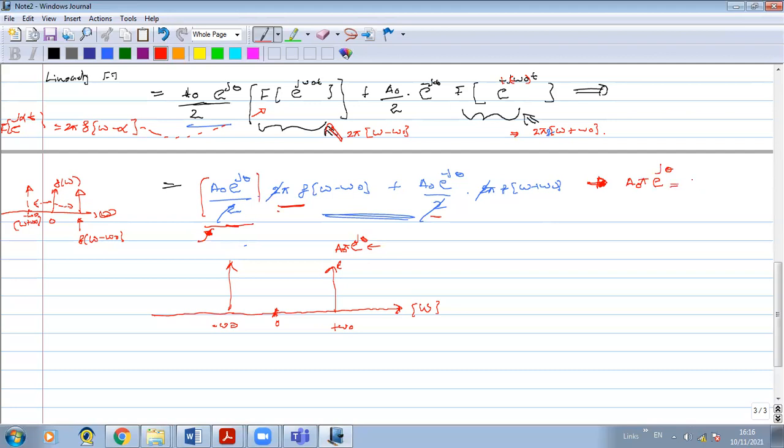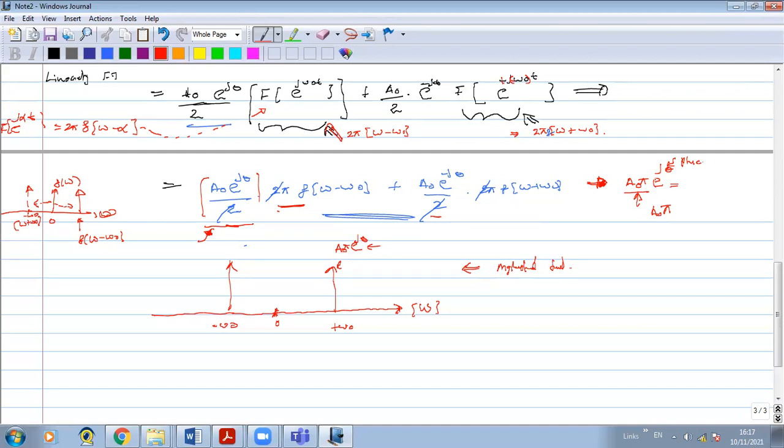So we have the magnitude, A naught by 2, and theta is the phase. When we are drawing the magnitude spectrum, we have to find the magnitude of these complex coefficients.